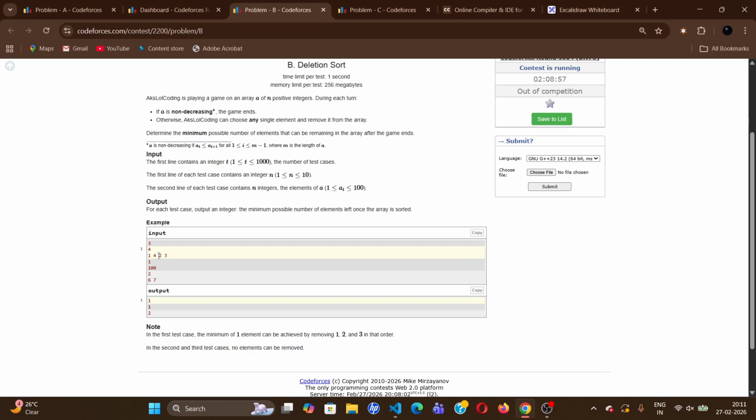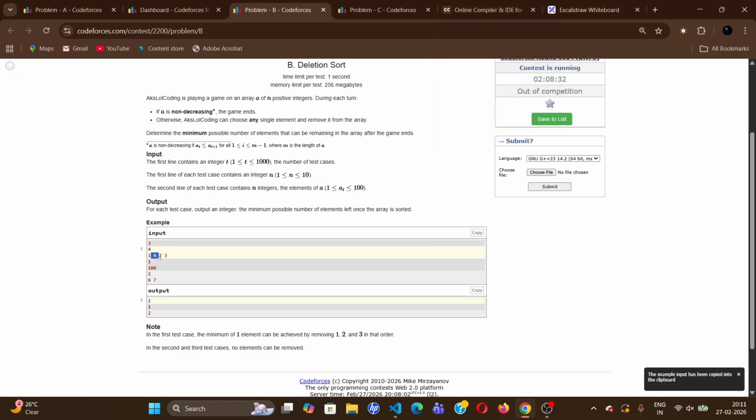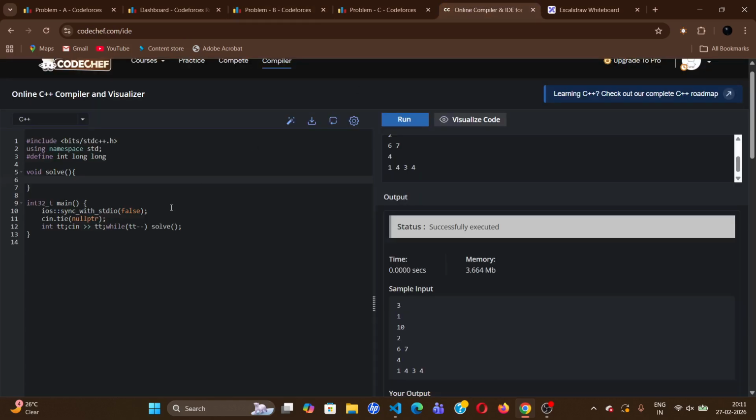Okay, the game ends if a is non-decreasing. In this case the game ends. In this case the game ends. So in this case the game doesn't end. It can be won. So if there is any decreasing part, the game will continue. So we'll just check the adjacent ones.